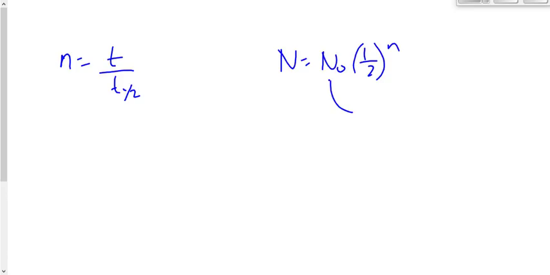N0 would be the initial amount, and the initial amount can be measured in just about whatever you want, as long as it indicates an amount. It can be kilograms or grams; those would be the common ones, right? It can be a number of nuclei. It can be a percent. If it's a percent, by the way, what's N0 almost always going to be? 100%, usually, right?